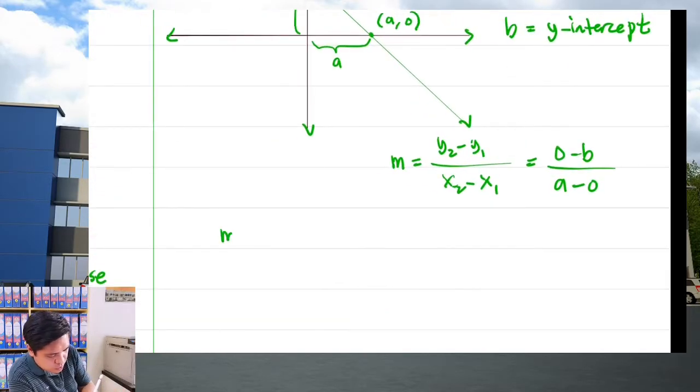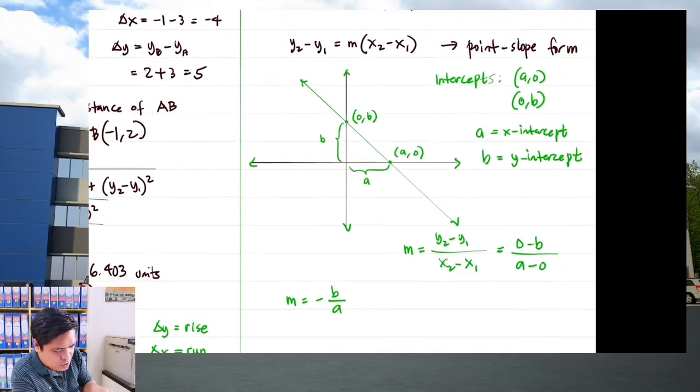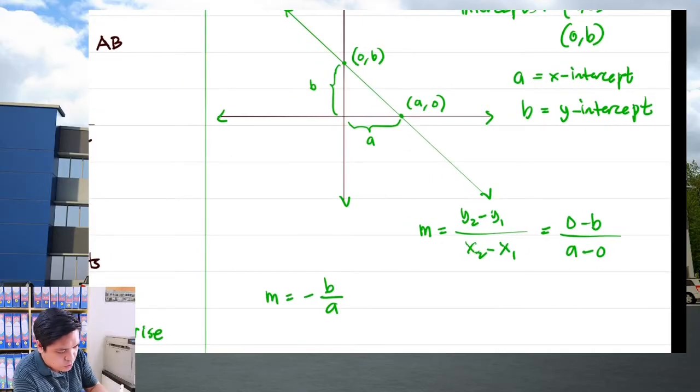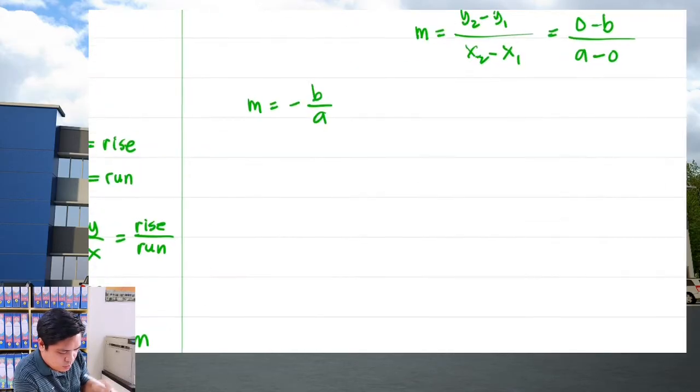So, the slope is just negative b over a, which, if we relate it to what I discussed a while ago, would be from this point, negative b over a. Negative b because it moved downward b units, then it moved to the right a units. So that's negative b downward over positive a to the right. Okay, so that's why it became negative b over a.